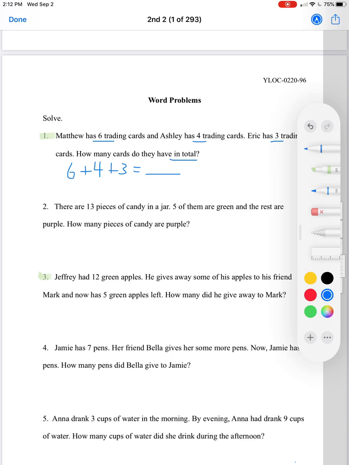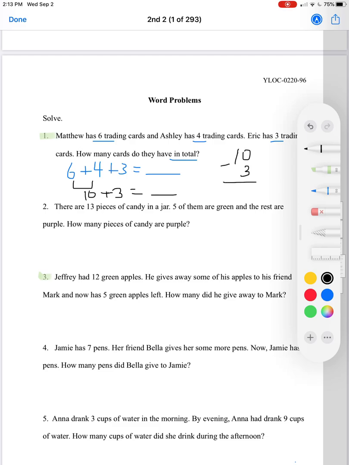So to solve this, we can add these 2 numbers first. So you might already know this from your facts, or you can count or draw. But 6 plus 4 equals 10. And then we're going to be adding 3. Because 6 plus 4 equals 10, now we have to add the last number, which is 3. So you can do it this way.